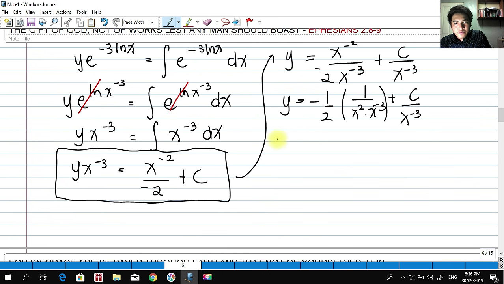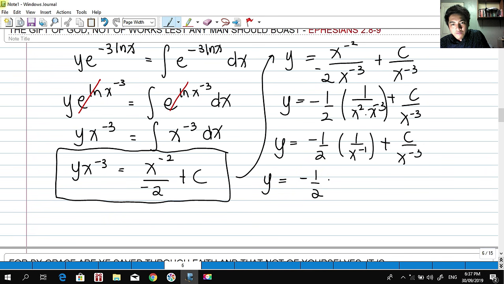So what will happen is that we have y is equal to negative 1 half, and by laws of exponent, we can add the exponents. So 2 plus negative 3, that should be 1 over x raised to negative 1. Negative 3 plus 2 is negative 1, plus c over x raised to negative 3. And furthermore, we have y is equal to negative 1 half of x, plus cx cubed. This is also an acceptable answer, okay?